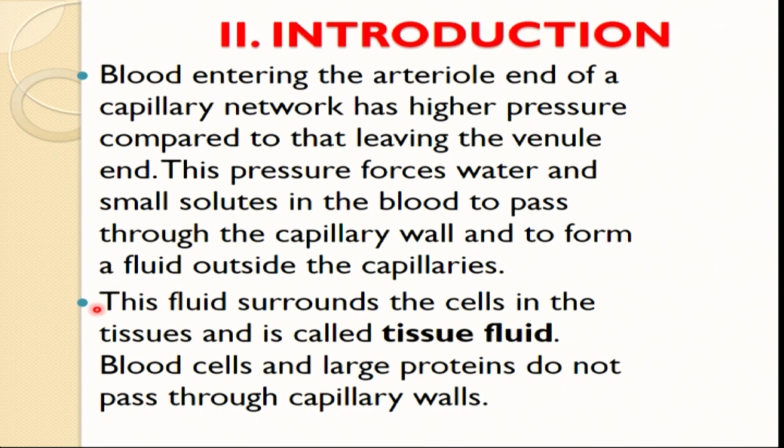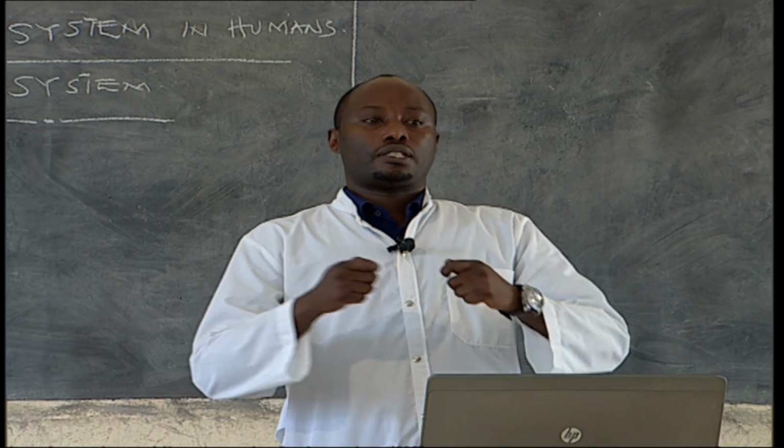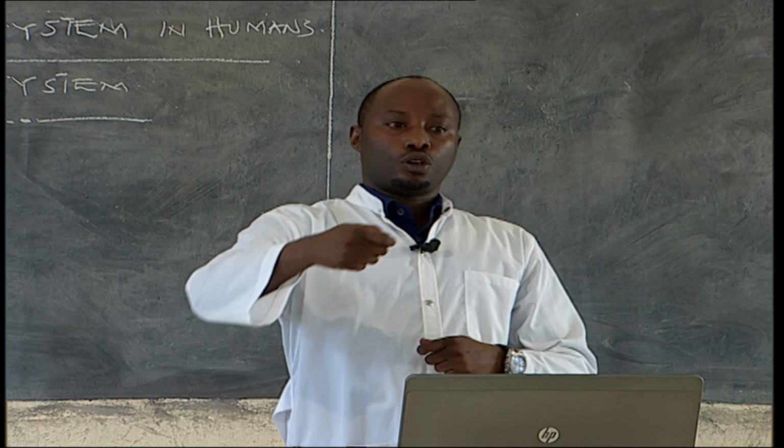As the blood is moving into arteries, it must be moving with high pressure. In that way, the pressure will force water and even small solutes in the blood to pass through the capillary wall and form a fluid outside the capillary, which is called lymph. The lymph is a fluid formed outside of the blood vessels. This fluid surrounds the cells, and we call it interstitial fluid, which normally surrounds the cell.